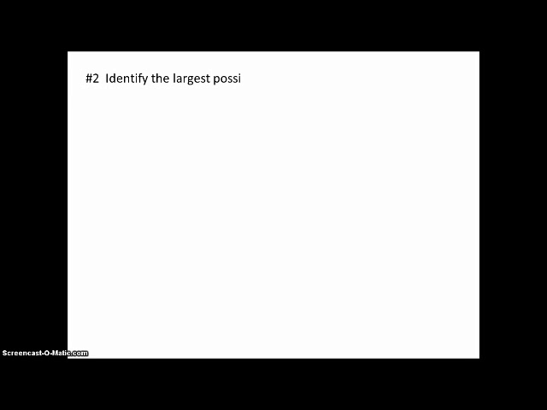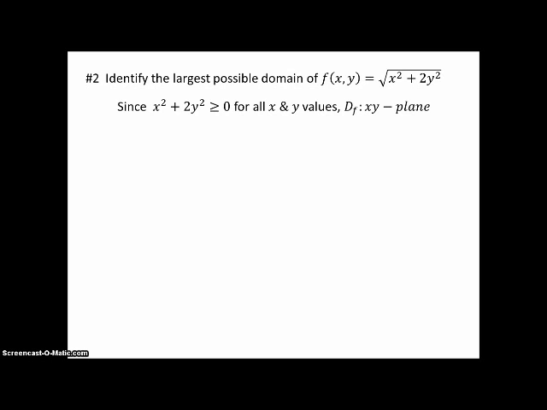Number 2, identify the largest possible domain of f of x, y equals the square root of x squared plus 2y squared. So x and y are your independent variables, and z is your dependent variable. Since x squared plus 2y squared is always greater than or equal to 0 for all x and y values, then the domain of this function is the entire xy plane.